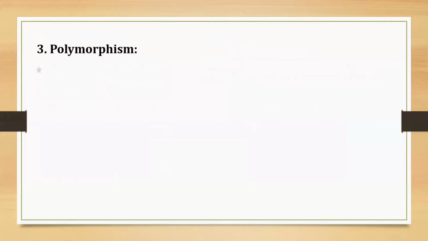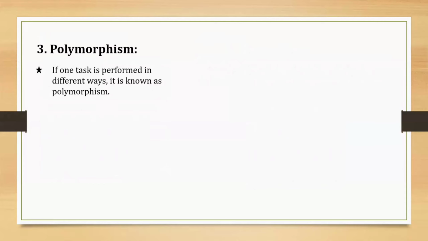Next one is polymorphism. If one task is performed in different ways, it is known as polymorphism. Actually, the word polymorphism is a combination of two Greek words. Poly means many and morph means forms. Let's deal with a real time example.